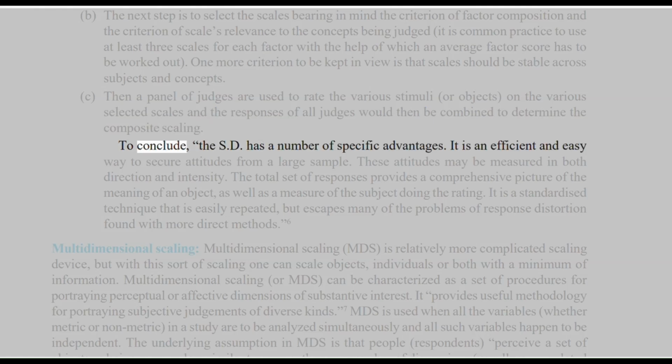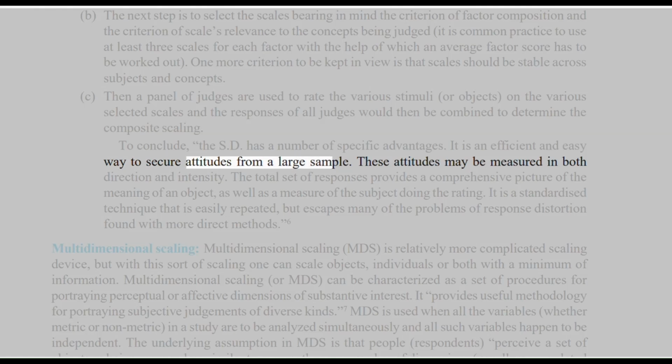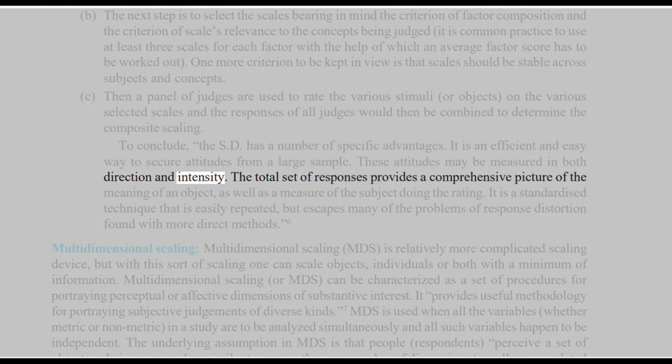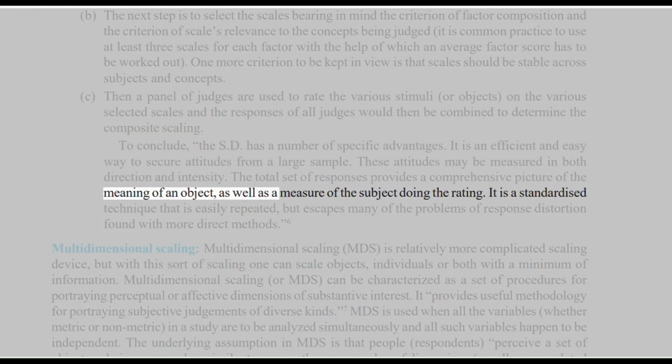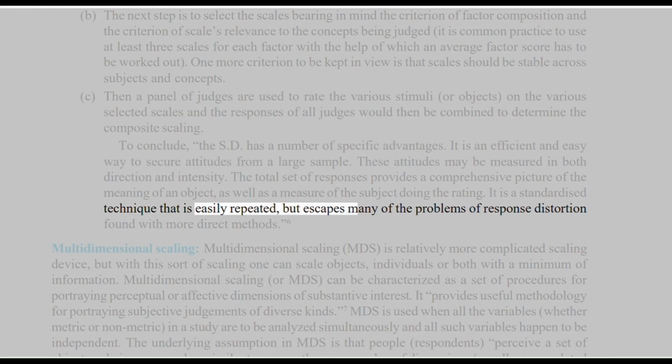To conclude, the SD has a number of specific advantages. It is an efficient and easy way to secure attitudes from a large sample. These attitudes may be measured in both direction and intensity. The total set of responses provides a comprehensive picture of the meaning of an object as well as a measure of the subject doing the rating. It is a standardized technique that is easily repeated but escapes many of the problems of response distortion found with more direct methods.